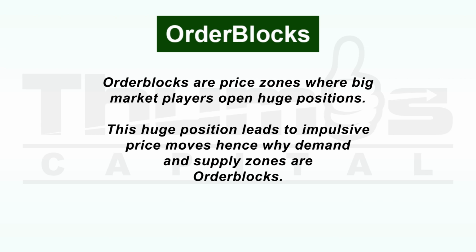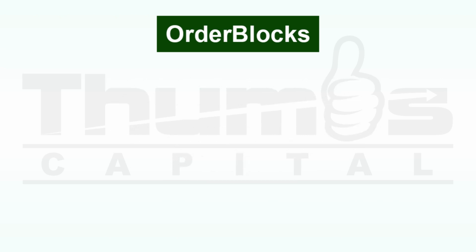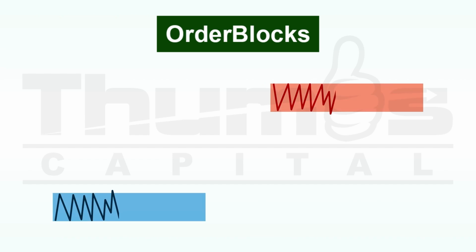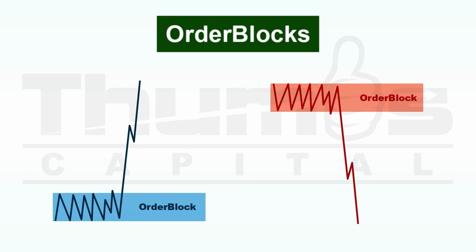To identify an order block, you look for consolidation zones where price action is sideways for a period of time before making a strong bullish or bearish breakout. The consolidation zone is the area where smart money loads their positions, which eventually results in the impulsive breakout.